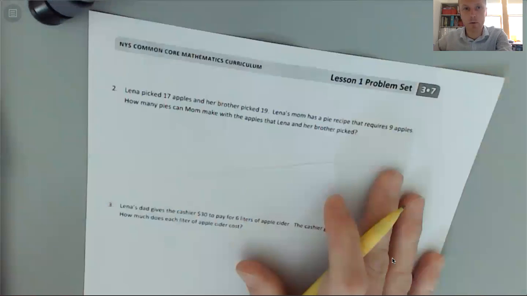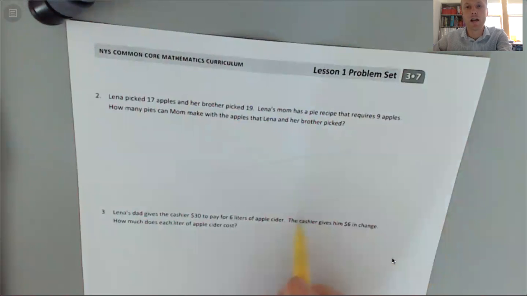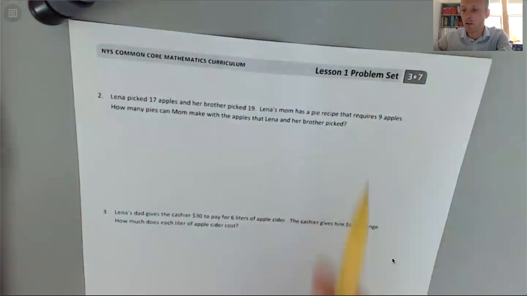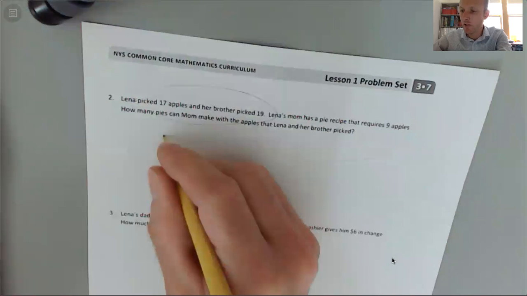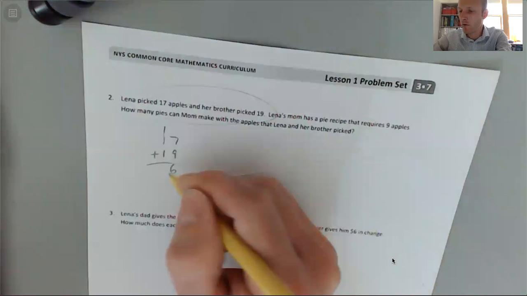Lena picked 17 apples and her brother picked 19. Lena's mom has a pie recipe that requires 9 apples. How many pies can her mom bake with the apples that Lena and her brother picked? So the first thing we need to do is figure out how many they have all together. So 17 and 19. They picked 36.